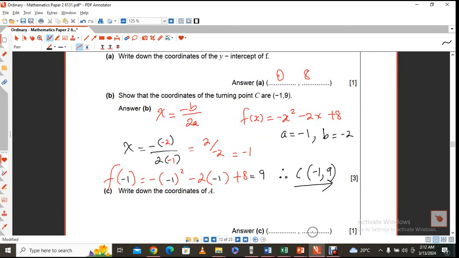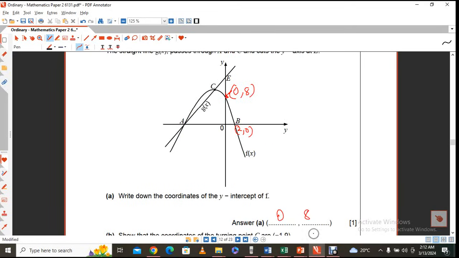Right, so they want us to write the coordinates of A. Let me just go back to that. Let me just draw a dotted line over here. So the dotted line that is over here, this is the line x is equal to -1, okay, from the turning point. What I'm interested in, so if this is -1 over here, is this distance from here to there.